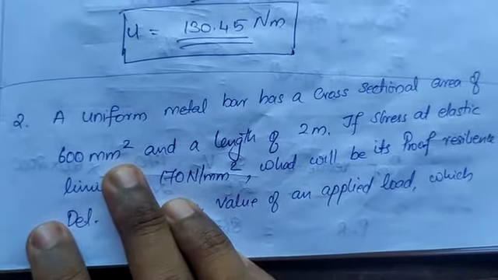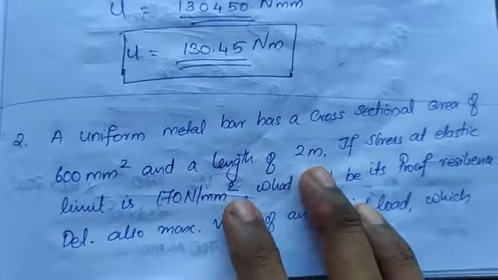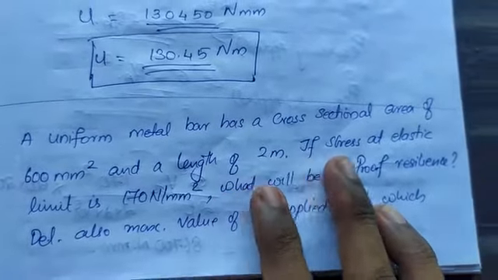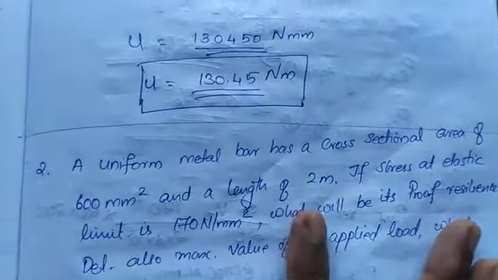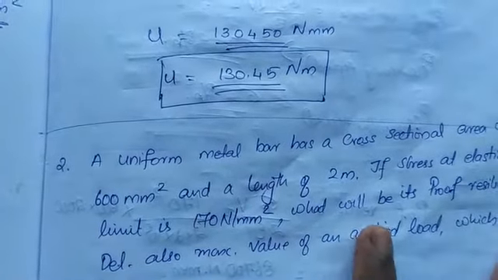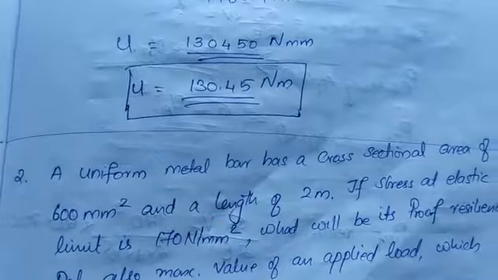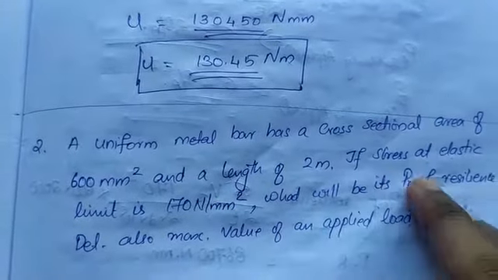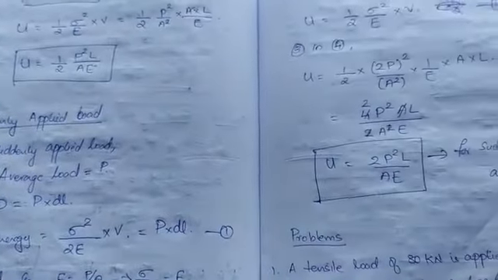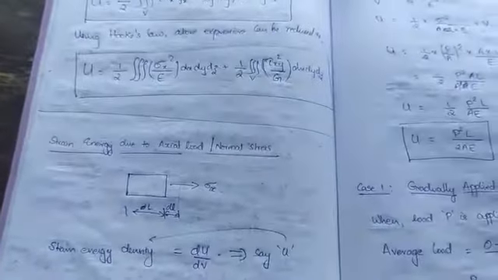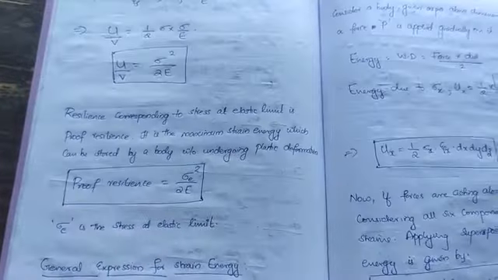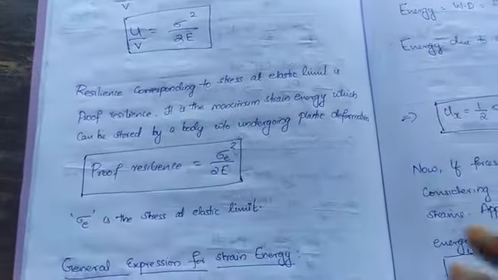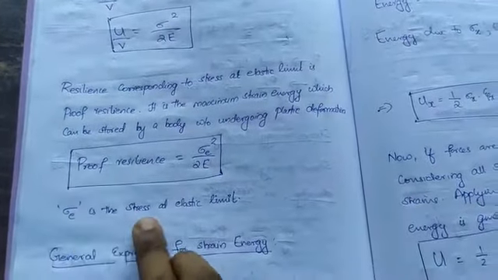So here the question: a uniform metal bar, area has been given as 600 mm square. It's a rectangular bar and length is 2 meter. Stress at elastic limit, sigma E, is the maximum stress, 170 Newton per mm square. What is its proof resilience? We have already found that equation: proof resilience is sigma E square by 2E, where sigma E is the stress at elastic limit, which has been given.